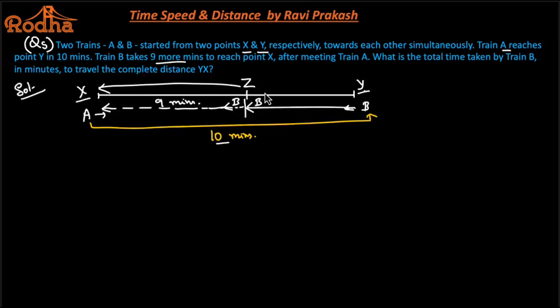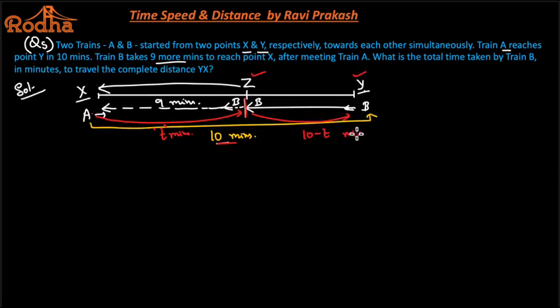So what I can do in this question, okay, let's say again I'll say that I don't know after how much time they met. So let's say A traveled for T minutes. So train A from here to here traveled the distance in T minutes. So obviously after meeting at Z, train A will further take 10 minus T minutes because the total time taken by train A is 10 minutes. That means train A will cover this distance ZY in 10 minus T minutes, right? That's the case for train A here.